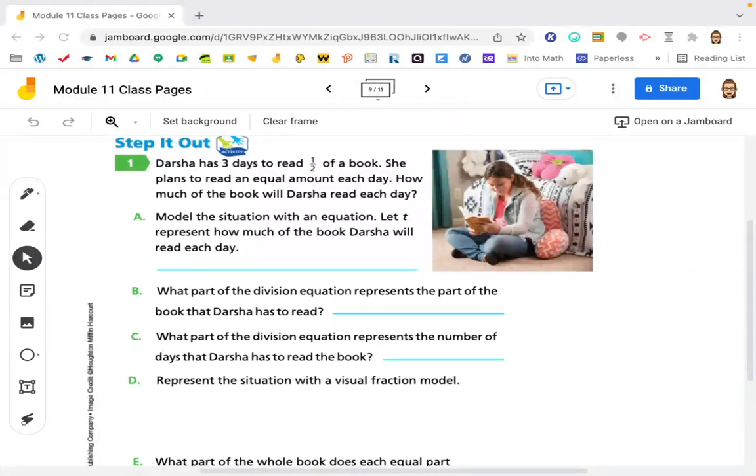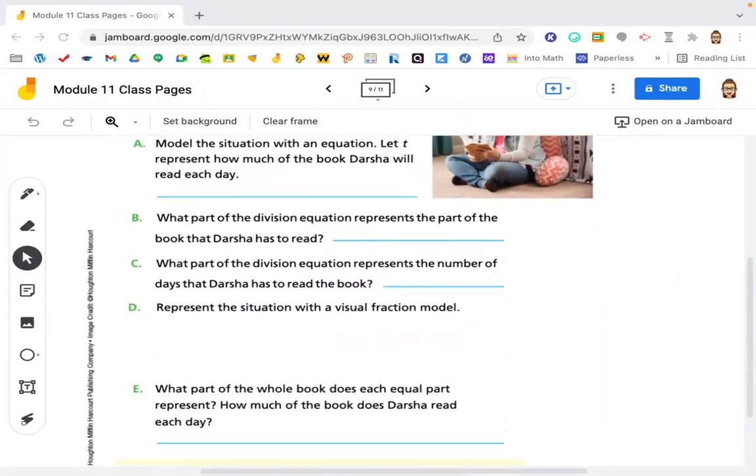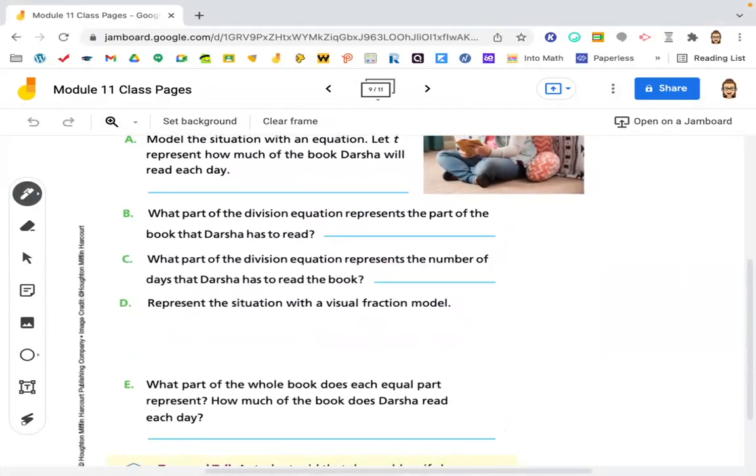Well, she has half of the book left to read, and she's dividing it between 3 days. So we're going to do 1/2 divided by 3 equals T. What part of the division equation represents the part of the book that Darsha has to read? That would be the dividend.